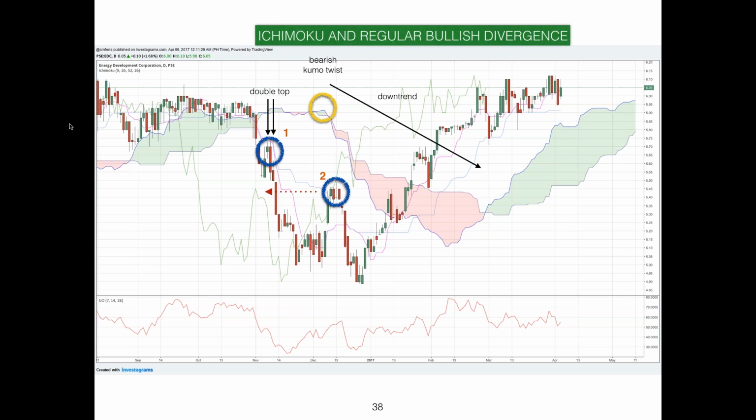Why was it going to fail? The Chico span did not break above the price. It was not able to pierce above those price bars, even when the price was able to break above the Kijun-sen line.